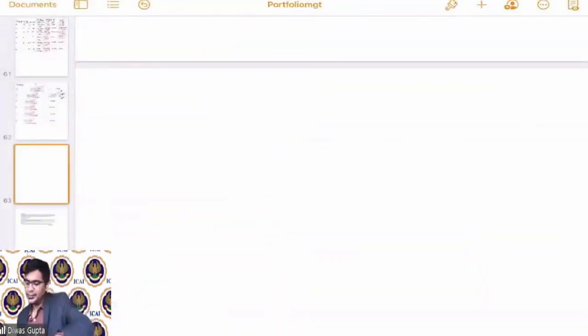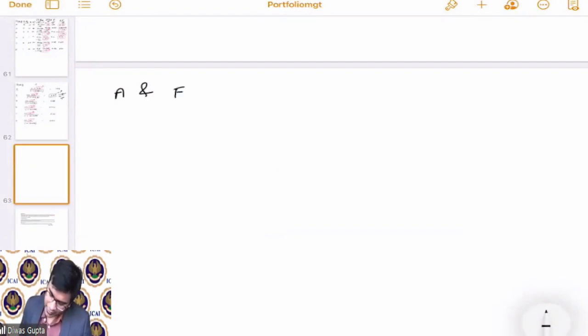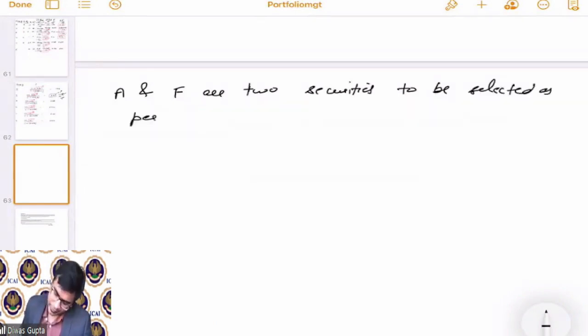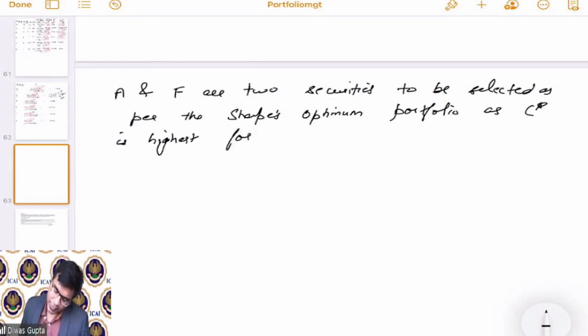So what we can write is A and F are two securities to be selected as per the Sharpe's optimum portfolio, as C star is highest for security F. Okay.